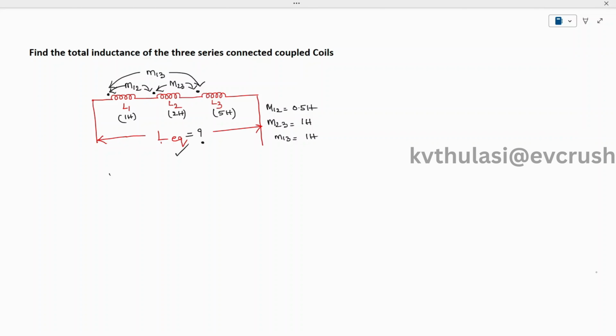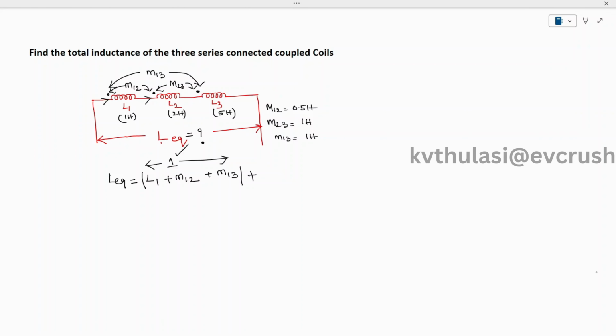First, L equivalent is equal to, let's write down the first coil. The first coil's self inductance is L1. But the mutual inductance for coil 1 and coil 2 is M12. Here you can see the dot is at the entering of the coil, and here also the dot is at the entering of the coil. Therefore the inductance you are going to get is plus M12. Coil 1 is linked with the third coil also. The dot is at entering here and also at entering there, therefore you are going to get plus M13. With this, coil 1 is completed.